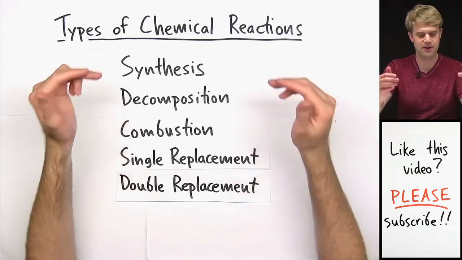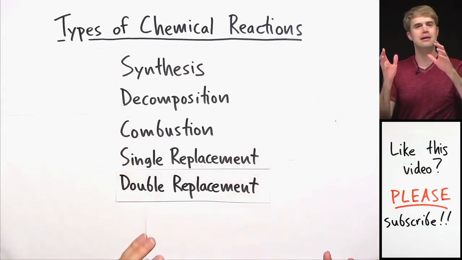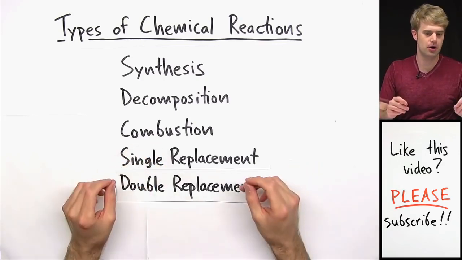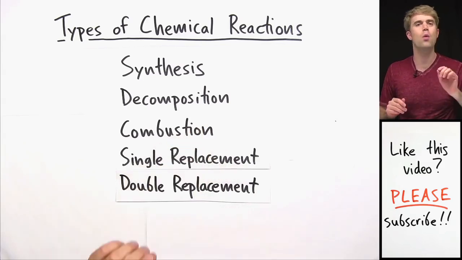Let's talk about these 5 major types of chemical reactions. We'll look at examples of each and learn how to tell them apart so that you can look at a chemical reaction and classify it, figure out what type it is.